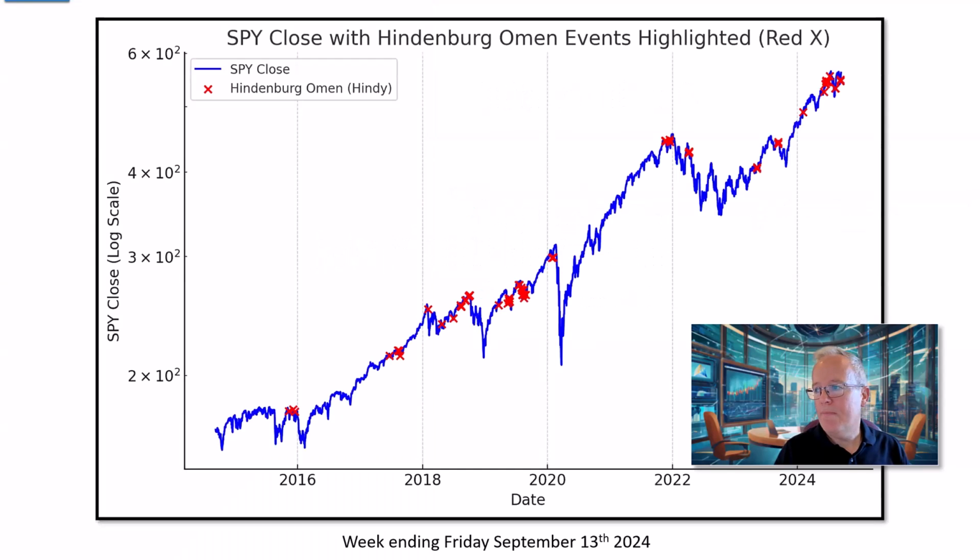So Hindenburg, I have been looking at that recently because we've started to see a lot of Hindenburg omens. Since last week, this is a 10-year chart, and the red crosses are marking where the Hindenburgs have appeared. And as you see on the right-hand edge of the chart, we've got a bit of a cluster.